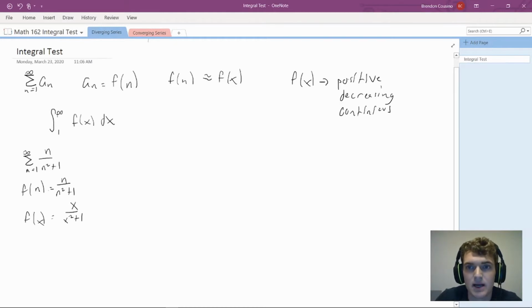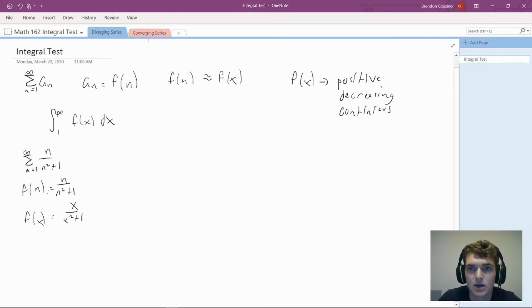First, we have to show that it's positive on the interval. Then we have to show that it's decreasing on the interval and continuous on the interval. So let's identify what our interval is. Our interval is shown in the series, going from 1 to infinity, and in this case it's 1 to infinity as well.